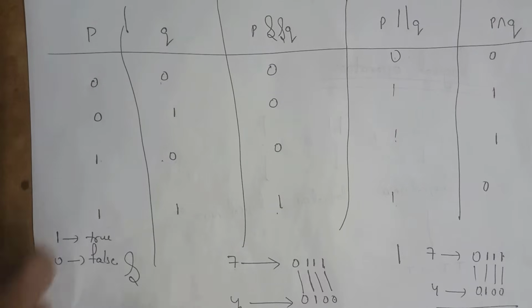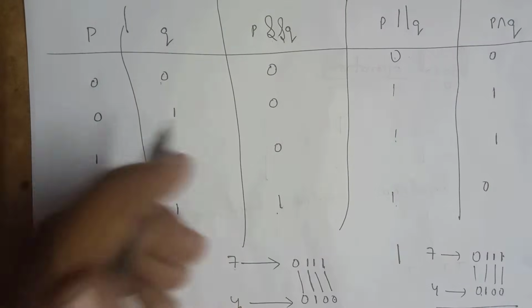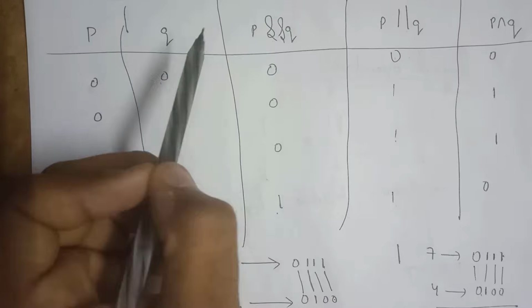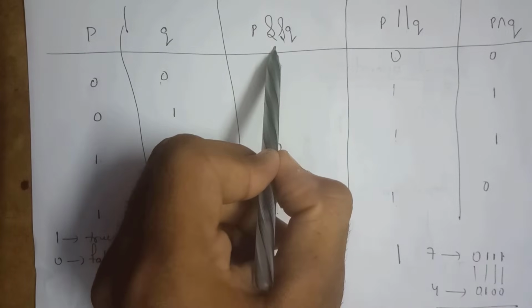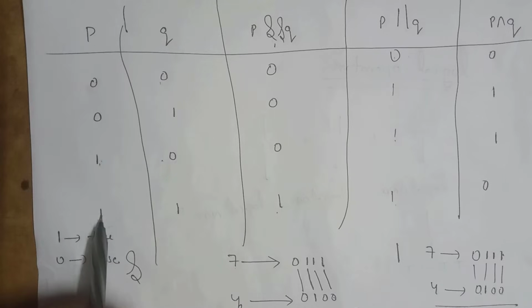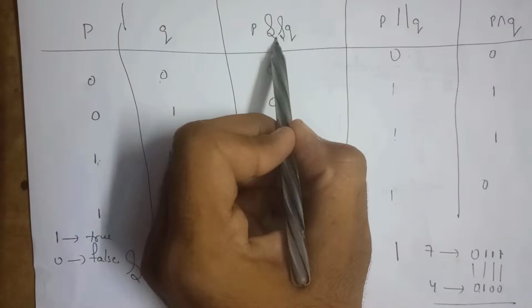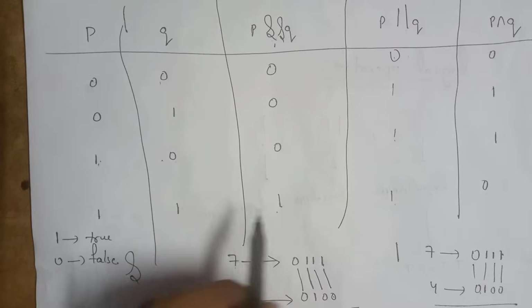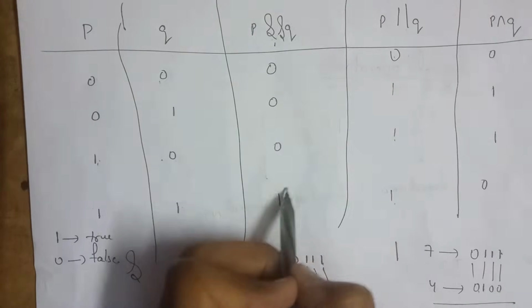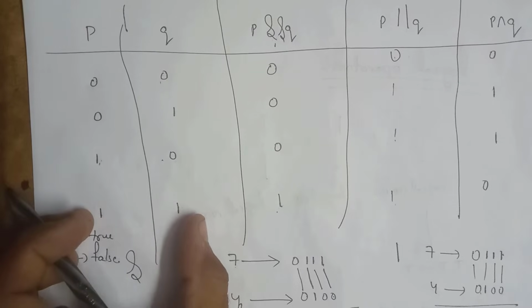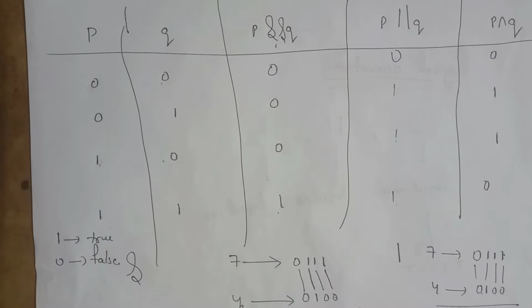Guys, I already explained this table in the bitwise AND operator, where single AND represents bitwise AND, where double AND represents logical AND. You need to remember this, where 1 represents true and 0 represents false. For logical AND, if both conditions are true, then the result will be true, else the result will be false. That means if both conditions are true, only then I will get output. This is for logical AND.